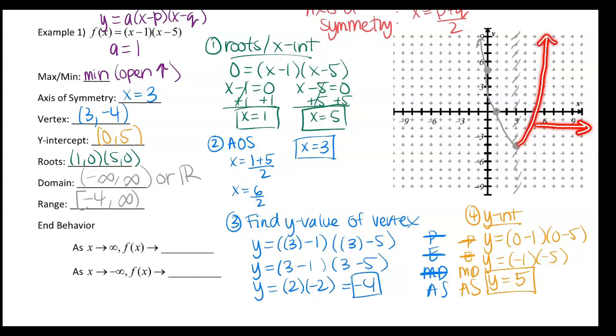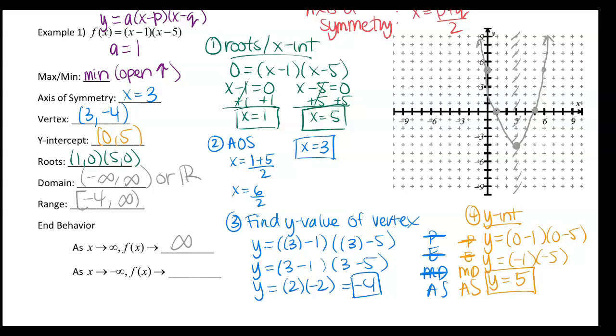Where's this curve going? Up. And where's that up going to? Infinity. We said this, I think, last time, but if not, I'll say it again. With your end behavior, since it's a parabola, both ends go in the same direction. They're either both going up or they're both going down.